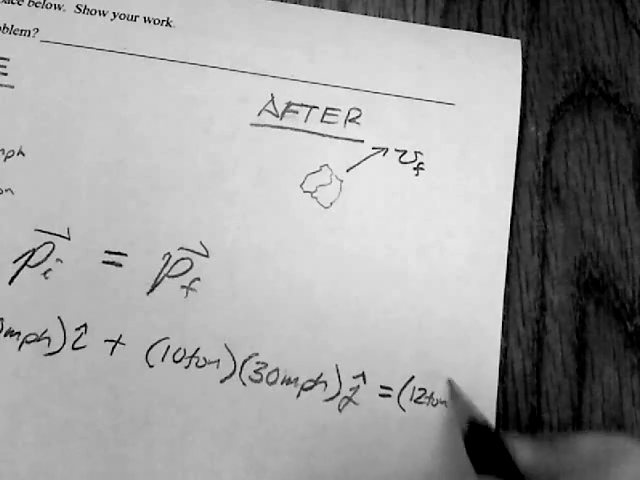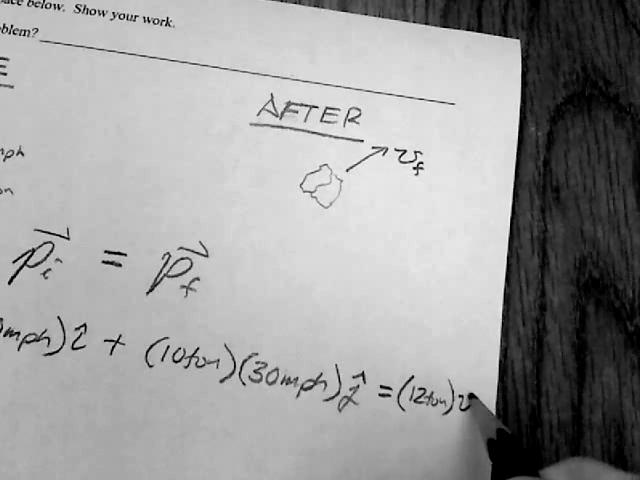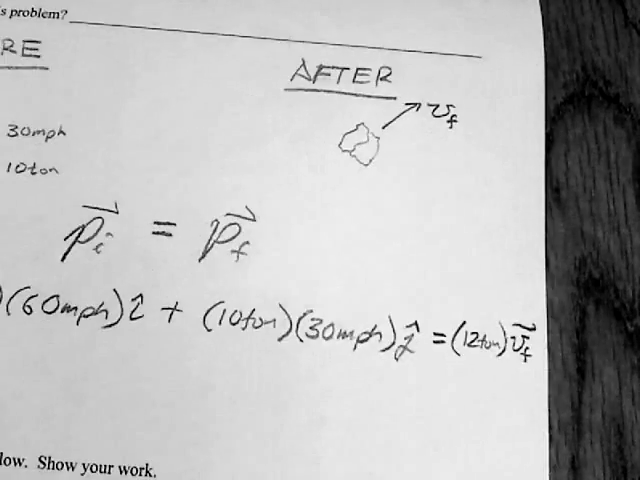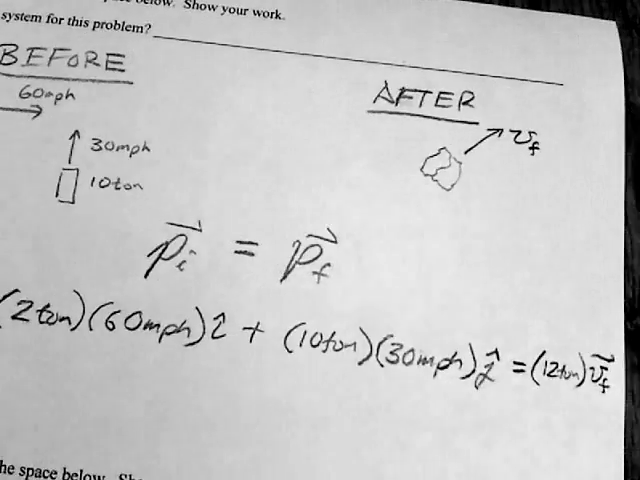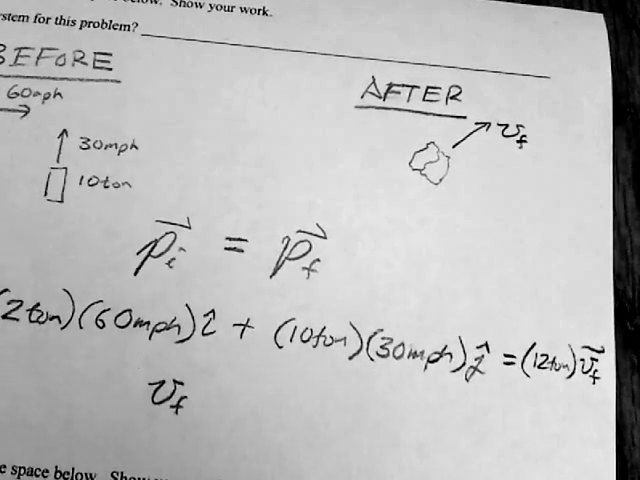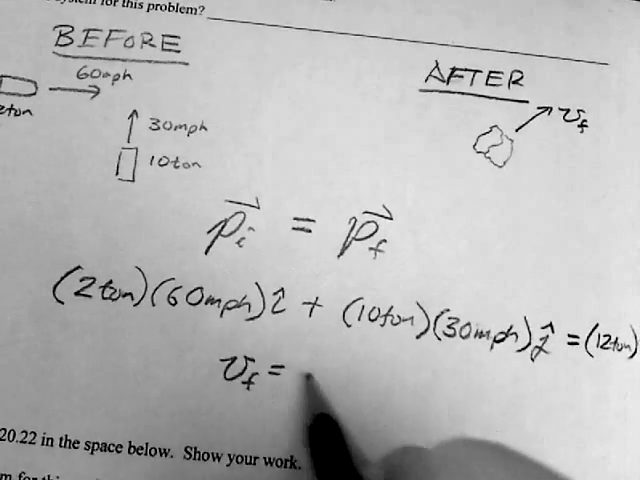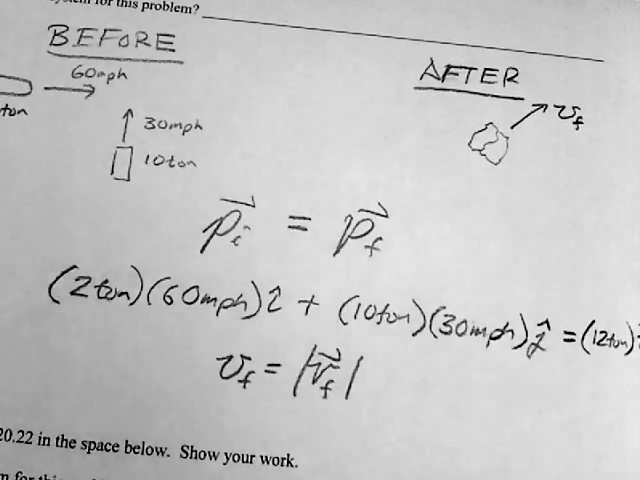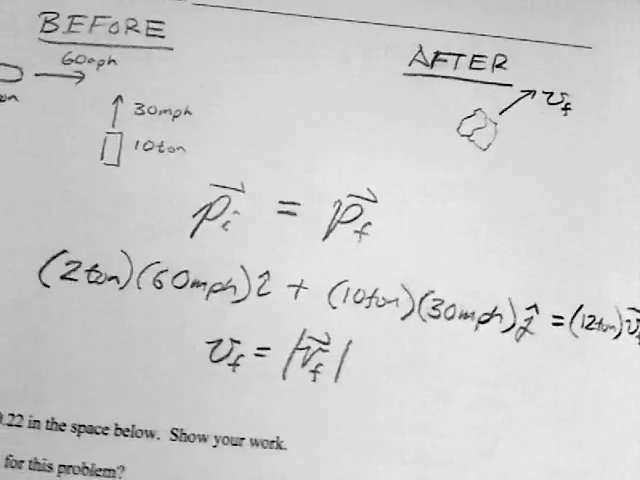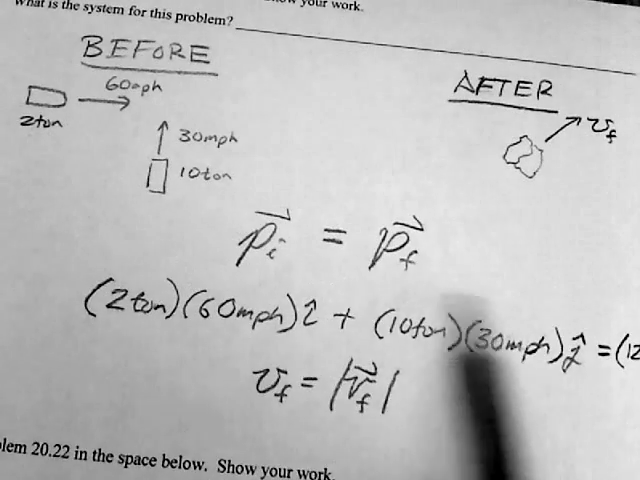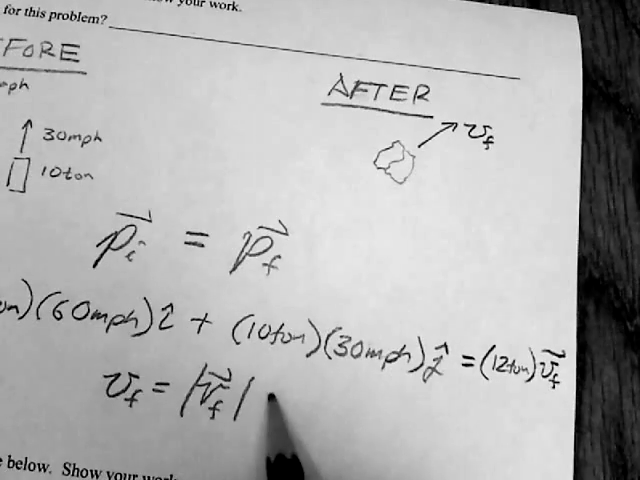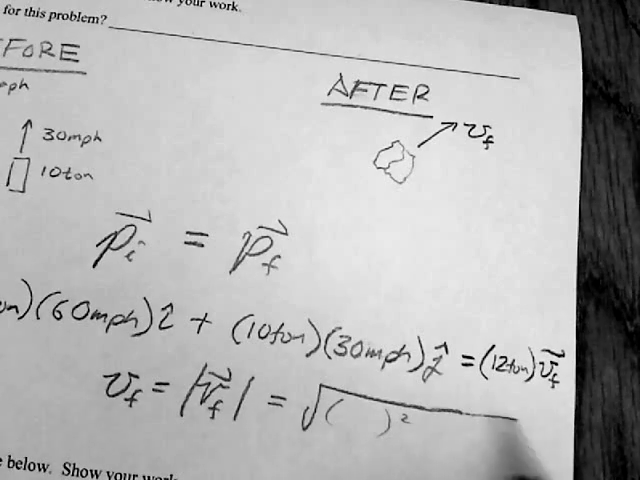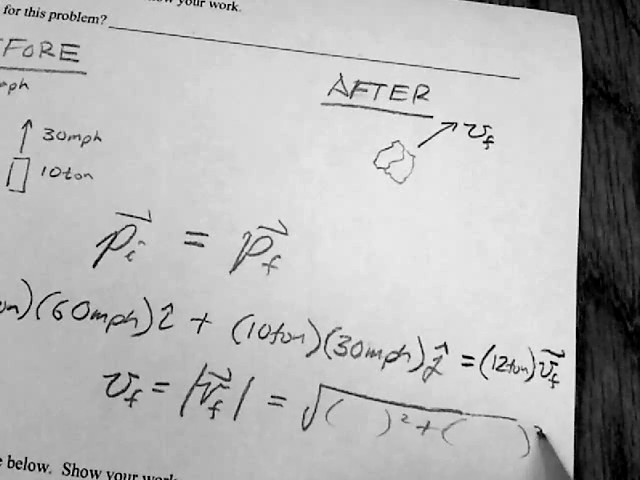That's equal to the final momentum, which is 12 tons. I'm adding those two masses together, times the velocity final, and I'm going to put a vector sign on that. What you'll need to do is divide both sides by 12 tons and figure out what V final is by finding the magnitude of this vector. So you'll have to divide both sides by 12 and then look at the x component and the y components. The sum of the squares, square root. So we have an x component squared and a y component squared.